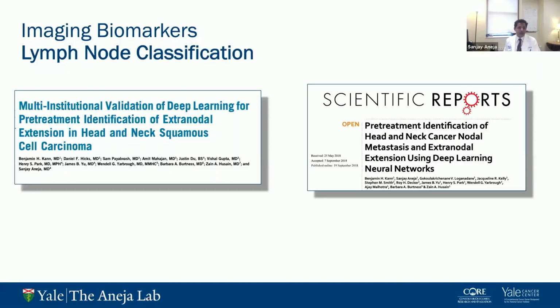Today I'll be talking about the pathway in which we've implemented this kind of model on the specific task of identifying lymph nodes and lymph node classification. These are two papers that we published within our group over the last few years that specifically used deep learning in the evaluation of lymph nodes using pretreatment diagnostic imaging.